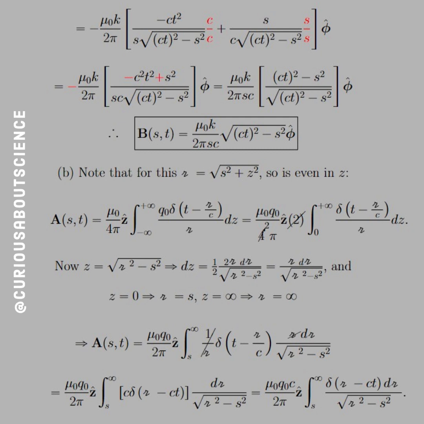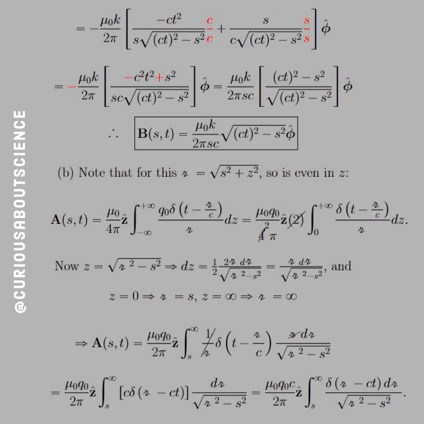And then, of course, we use this multiply by 1 trick. I color-coded that in red so we can simplify down, find a common denominator, and make our life as easy as we can for this. We see that simplifying part doesn't hurt too bad. And we see that we're left with B as a function of s and t, which is equal to μ0 K over 2π s c square root of c²t² minus s² in the phi-hat direction. All right, that was a headache all in itself, but we still have a couple more parts to go.